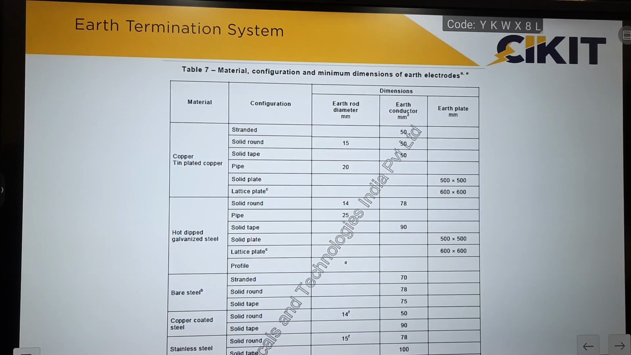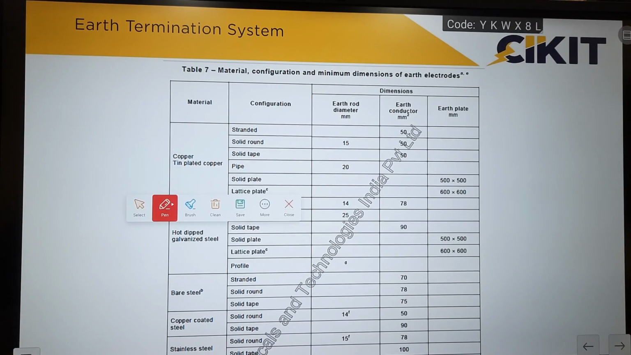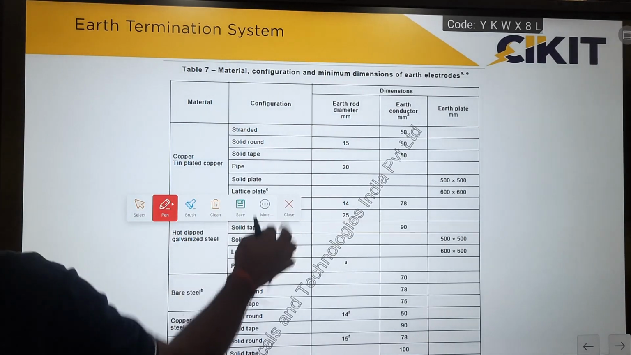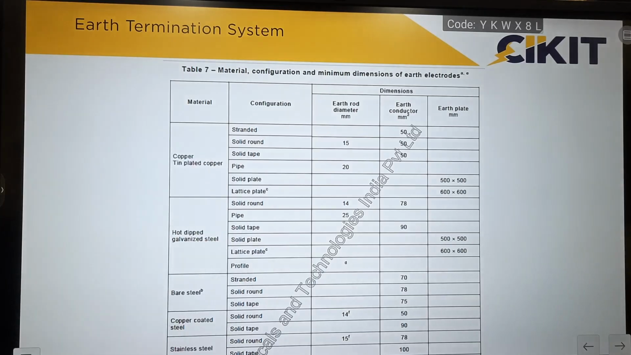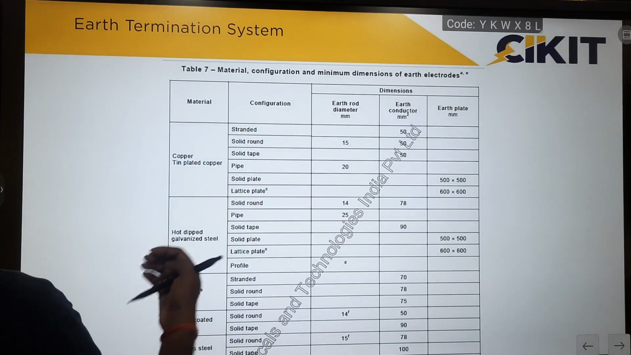So these are the dimensions of the materials if I am going for these earthing configurations. If you observe this table, they have not provided details for aluminum because aluminum is not recommended for use below the ground level. So they have not provided any details regarding aluminum. These are the different dimensions that I have to maintain if I am going for earthing provisions for lightning protection systems.